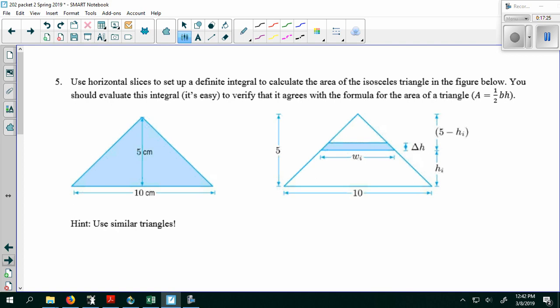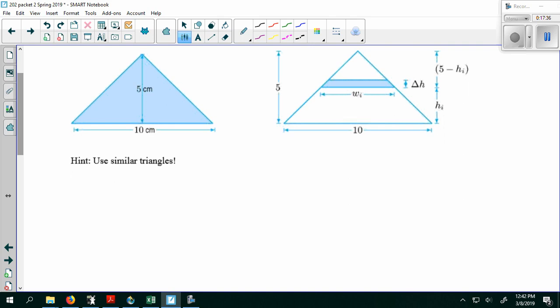Okay, last one. I want to use horizontal slices to set up a definite integral to calculate the area of this isosceles triangle. All right, so this is an isosceles triangle. It has a base of 10 and a height of 5, so we can very quickly calculate its area is 1/2 base times height, which is 25 square centimeters. But I'm going to overly complicate this with some slicing just to show that you get the same thing.